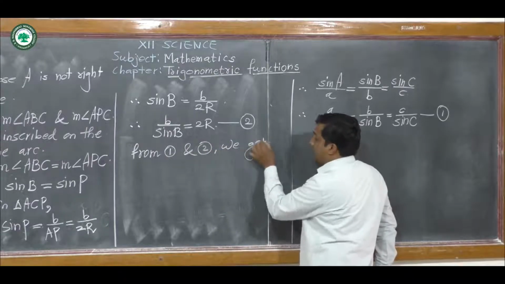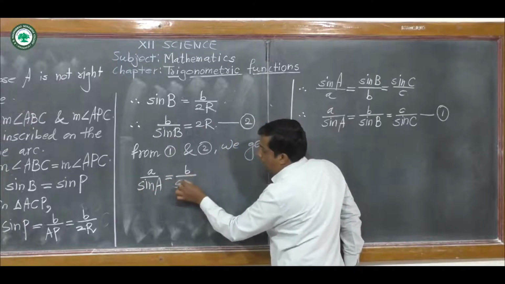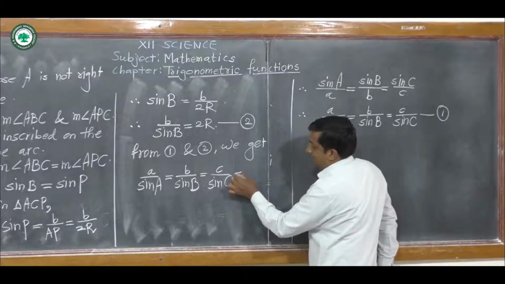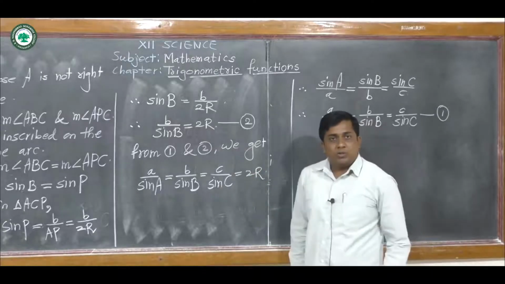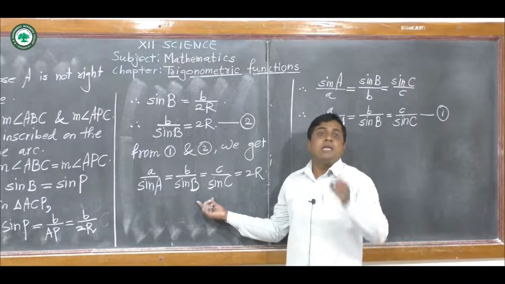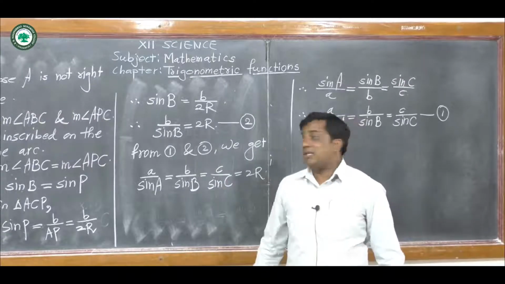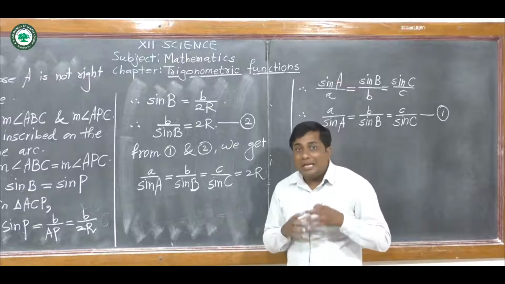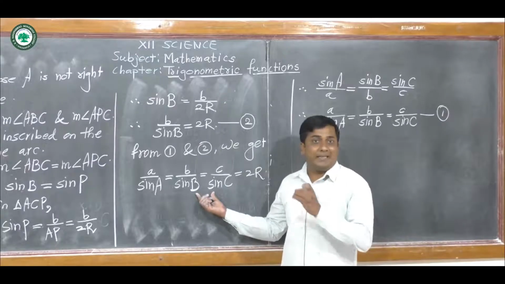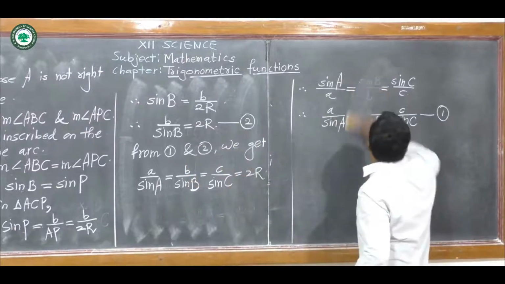here we get a upon sine A is equal to b upon sine B is equal to c upon sine C and is equal to twice R. So this is a very important relation between the elements of the triangle, and we consider this as the sine rule since sine is used in this relation. Okay, so it is a very interesting and very important part. Now by using this relation we get another relation.